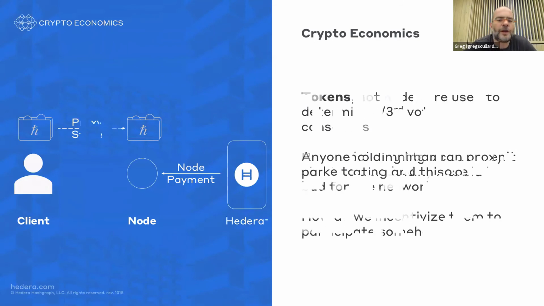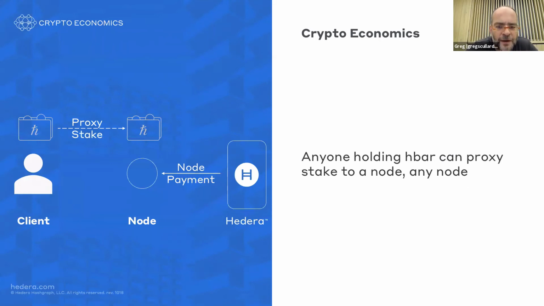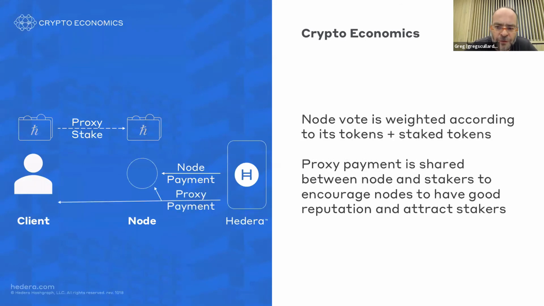So what do we do? We encourage people to proxy stake, and we've covered this a little bit earlier. Anyone who has HBAR can proxy stake to a node. And when they do that, the node's voting is weighed according to the node's tokens plus your tokens. It's all fairly straightforward. Now, that helps the nodes contribute to consensus. We said earlier that the node receives higher payments if its stake is higher, because it has a higher degree of participation in consensus. So what's going to happen when you stake your coin to a given node? Well, the node will share the payment it receives from the Hedera network with the clients that have proxied to it.